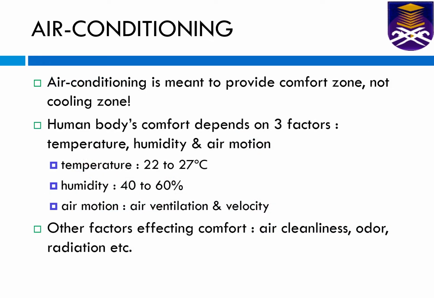Okay, so air conditioning is meant to provide a comfort zone, not a cooling zone or a heating zone, where the human body can have comfort levels, which depend on three factors: temperature, humidity, and as well air motion. For the human comfort zone, the temperature range is between 22 degrees Celsius to 27 degrees Celsius, depending on the human itself and the different perspectives of people, and the humidity level is between 40% to 60%. Humidity here means the relative humidity.